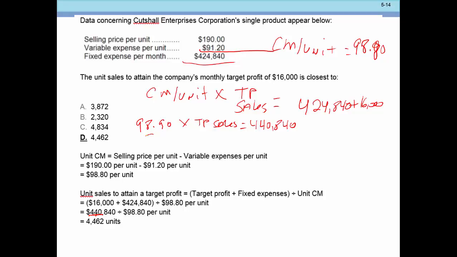Now to get my target profit sales, I simply do the algebra, do the math. Now the algebra is done. I've set it up. I just do the math, which is 440,840 divided by what? 98.90. And that's going to be equal to this 4,462 units.